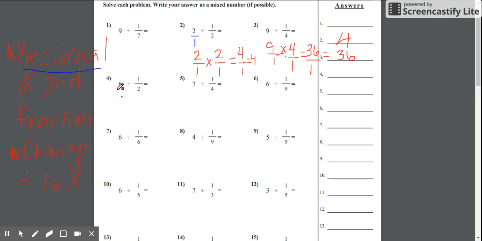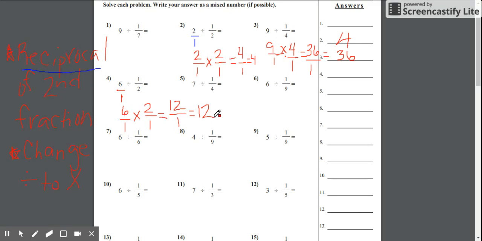Number 4 is 6 divided by 1/2. Again, I would put a 1 under the 6 because it's a whole number and I want to make it a fraction. So if I'm going to write this over, I would put 6 over 1. Change the division sign to a multiplication sign. And then find the reciprocal of 1/2. I know that would be 2 over 1 because I'm simply going to flip the fraction upside down, and then I would proceed to multiply. 6 times 2 is 12. 1 times 1 is 1. And so I know my answer to number 4 would simply be 12.